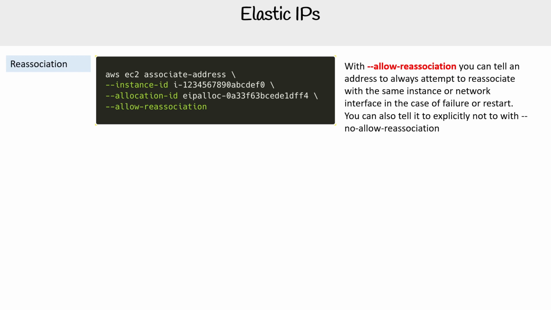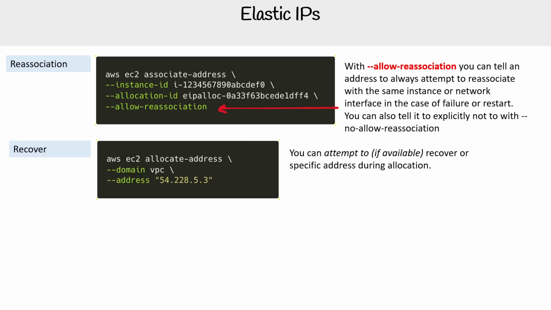You can tell it explicitly not to reassociate, which I'm not sure why that's an option, but anyway, that is an explicit option you can have, because I think by default, it already says not to do it. So there's that. You can recover. I didn't know this. I only found it out through the AWS CLI, but you can attempt to, if available, recover a specific address during allocation. So if you had your favorite address that you used before, you could try to get it back. Or maybe someone on your team accidentally put it back in the pool and you want to get it back because things are hard-coded. So as long as no one else has taken it, you can probably get it back if you're lucky.